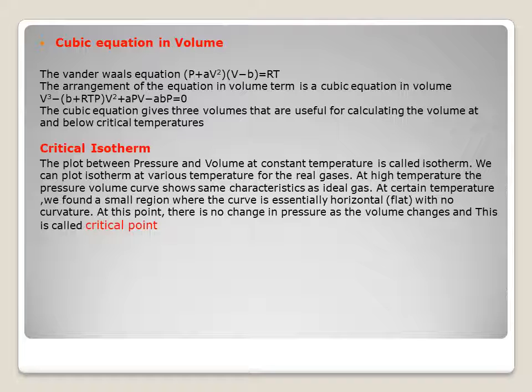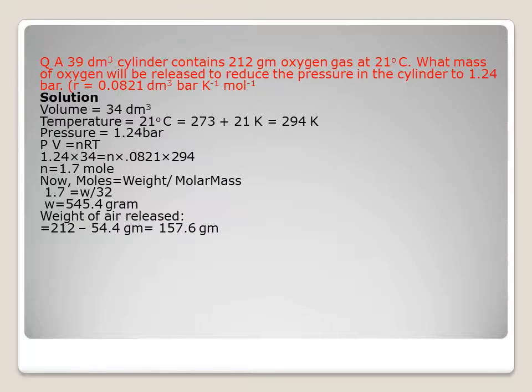Now, what is critical isotherm? The plot between pressure and volume at constant temperature is called isotherm. We can plot isotherms at various temperatures for the real gases. At high temperature, the pressure-volume curve shows the same characteristics as an ideal gas. At a certain temperature, we form a small region where the curve is essentially horizontal with no curvature. At this point, there is no change in pressure as the volume changes, and this is called critical.